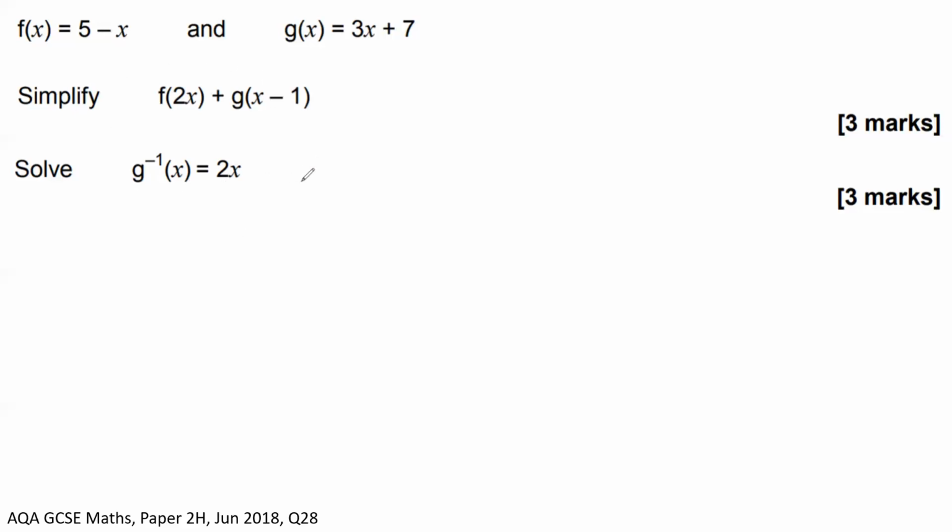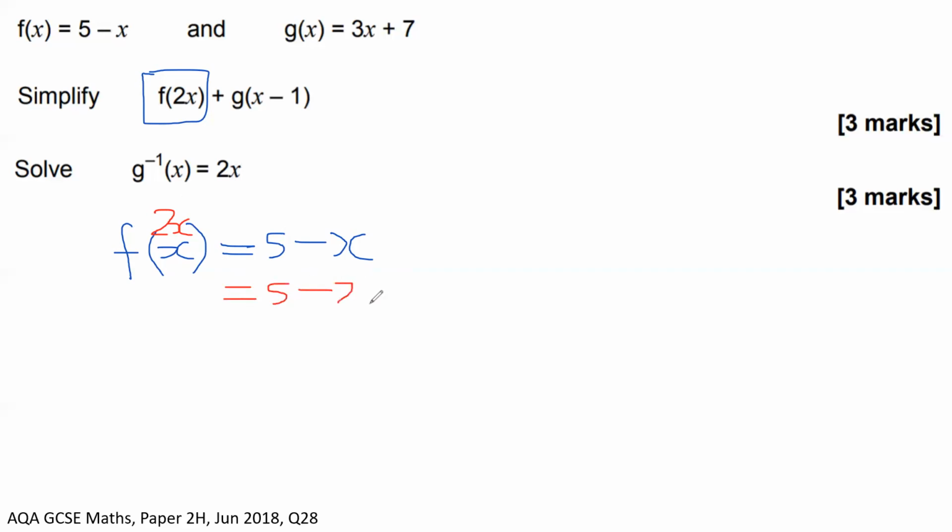Okay, so hopefully you've had a little think about how you do this. I'm going to break it down into a number of different steps. I'm going to start off by looking at what f of 2x is. Here we've been given f of x, and that equals 5 minus x. All this means is we do something to x, and that something is 5 minus x. So if we want the function of 2x, every time it says x in this equation, we replace it with 2x. So f of 2x would therefore be 5 minus 2x.